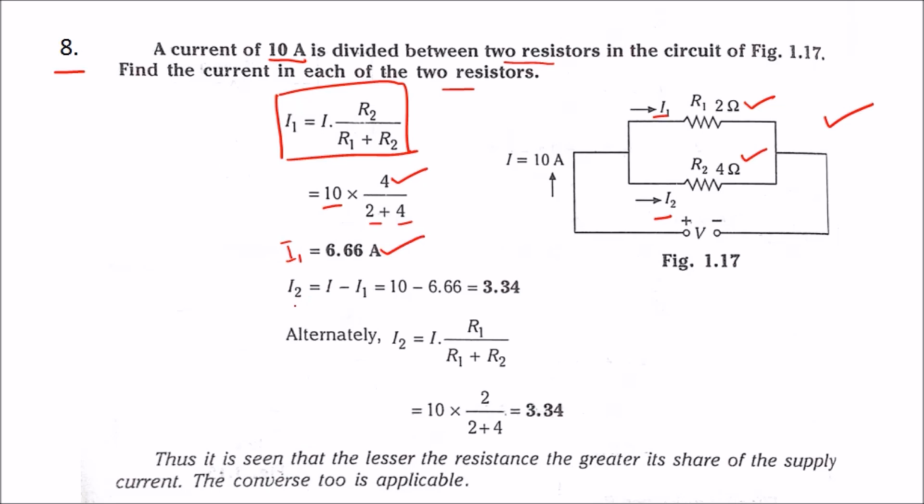By subtracting I1 from the supply current, we get I2, that is 3.34 amps, or you can use the formula we used to calculate I1, which gives the same 3.34 amps. From this we can say that the lesser the resistance, the greater its share of the supply current. If the resistance value is less, the current value will be more. If the resistance value is more, the current passing through that resistance will be less.